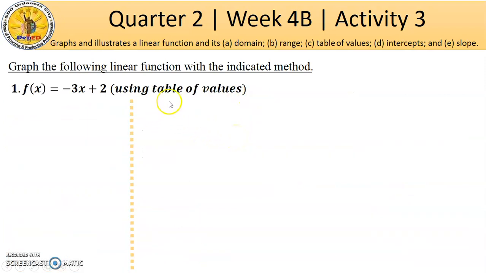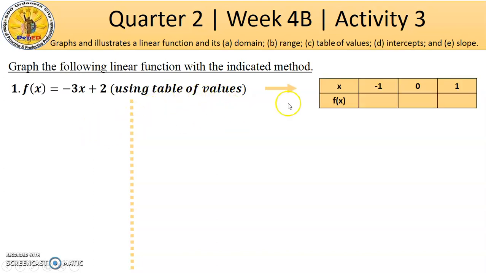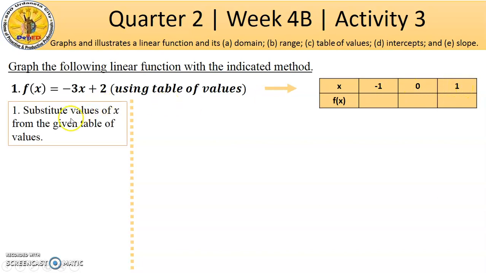Now, let's have the second method. Same function, but different method, using the table of values. For the table of values, we have this. Actually, we can assign any values of x here as long as they belong to the set of real numbers. But for us to easily solve, we can just use -1, 0, and 1.